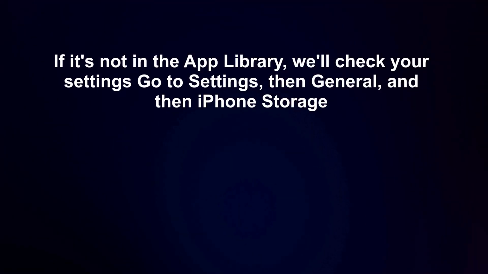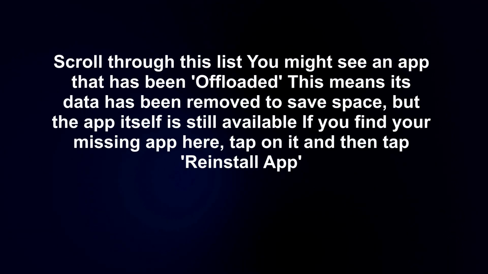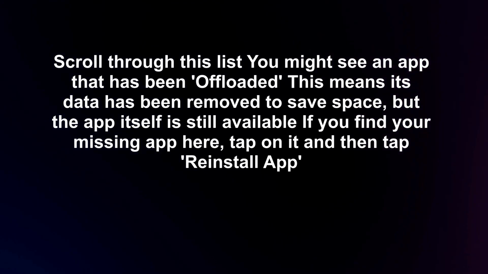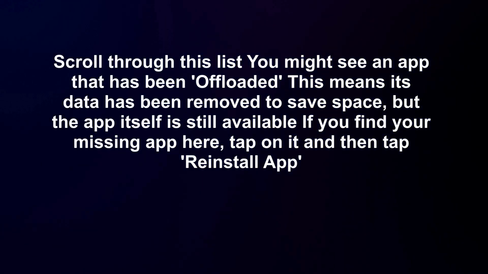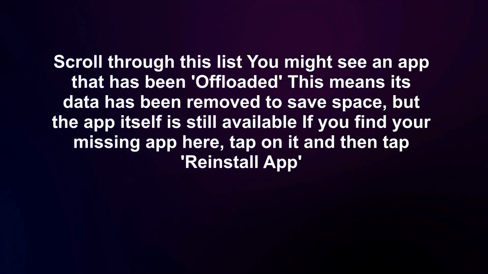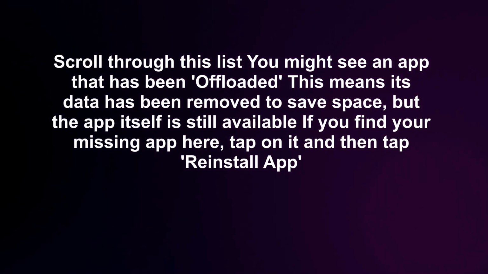Go to Settings, then General, and then iPhone Storage. Scroll through this list. You might see an app that has been offloaded. This means its data has been removed to save space, but the app itself is still available. If you find your missing app here, tap on it and then tap Reinstall App.